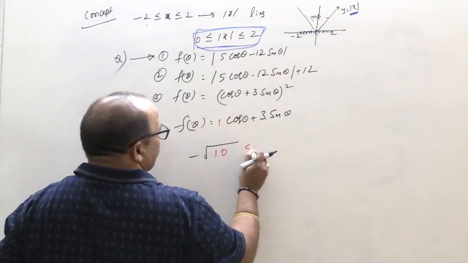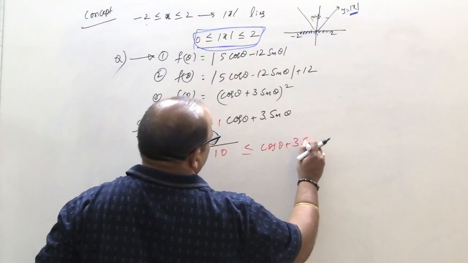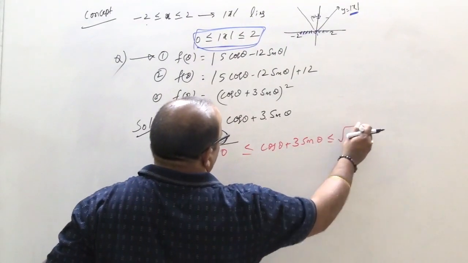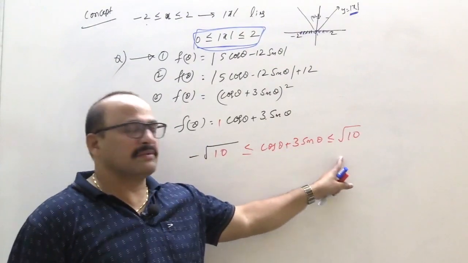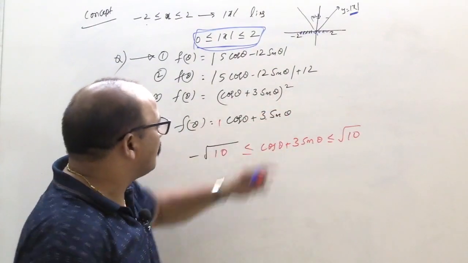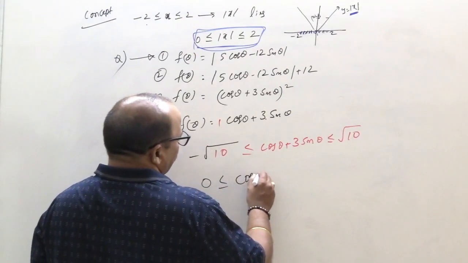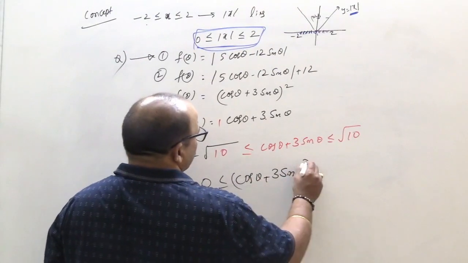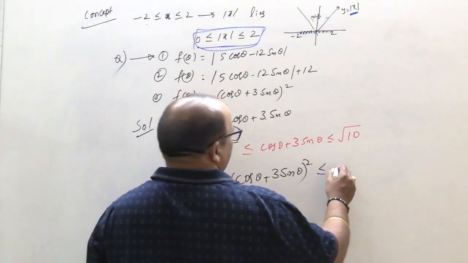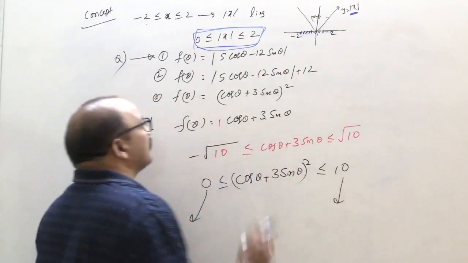Minus root 10 is less than or equal to cos theta plus 3 sin theta is less than or equal to root 10. This is the minimum, this is the maximum. But you are doing the square problem. When you square, cos theta plus 3 sin theta whole square is less than or equal to 10. So minimum value 0, maximum value 10 for this problem.